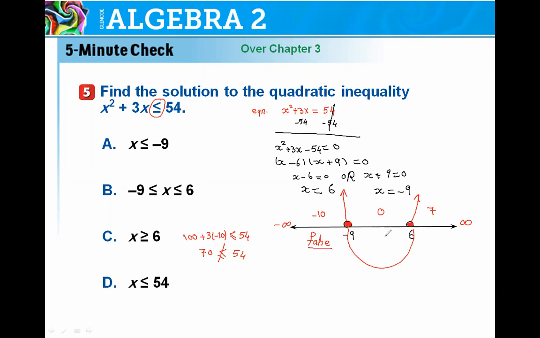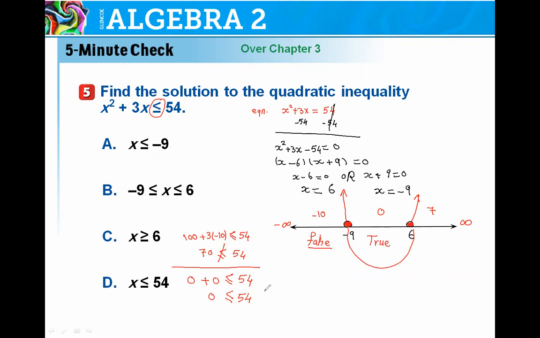We're going to check the second region, which represents from -9 to 6. I'll substitute by 0. If you substitute by 0, it would be 0 plus 3 times 0 is 0, smaller than or equal to 54. This is right, of course, because 0 is smaller than or equal to 54. So this part satisfies the inequality, or we can write here true.